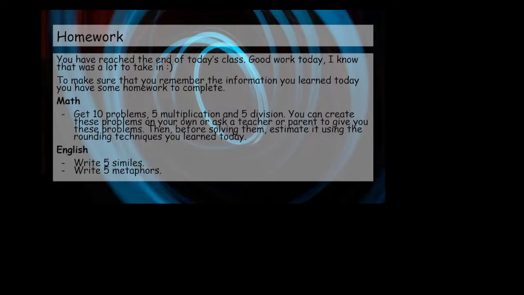For English, write 5 similes and 5 metaphors. Okay. I will pause on the screen for a minute so that you will get to write it down. Yeah, good work today.